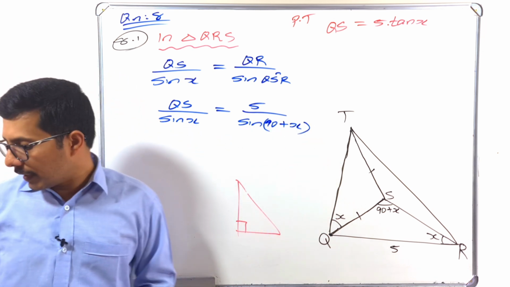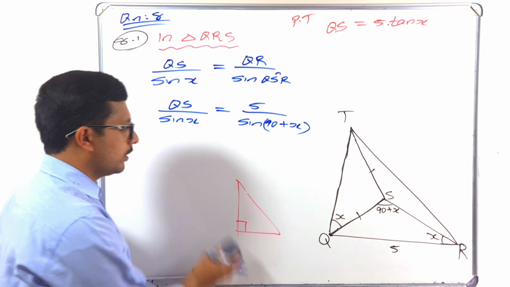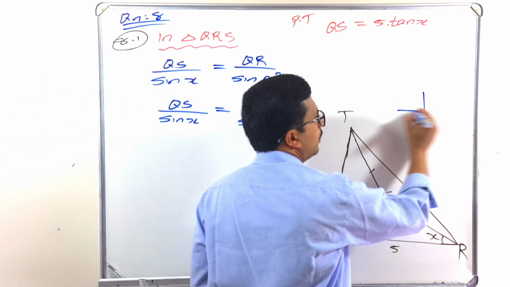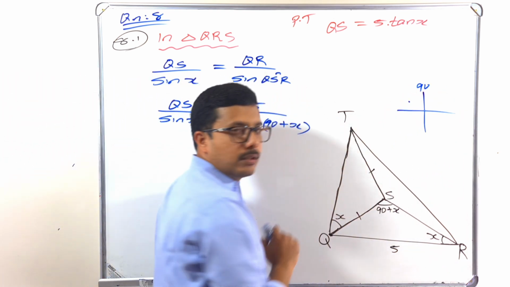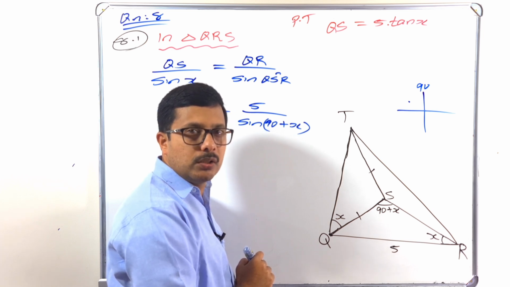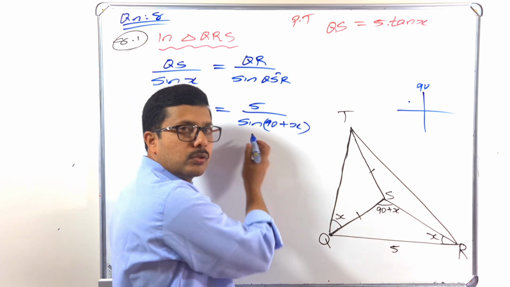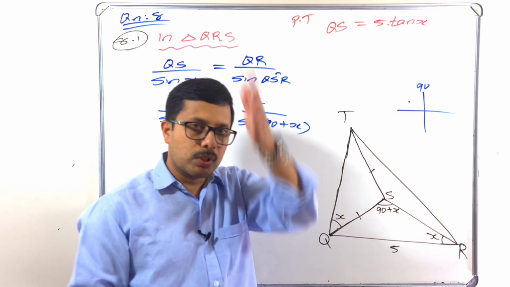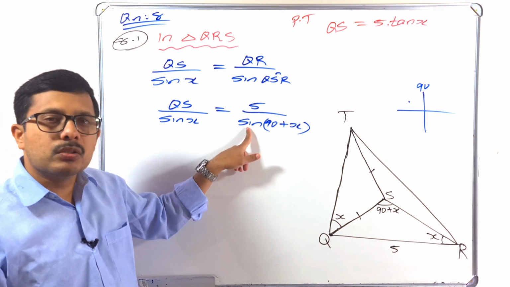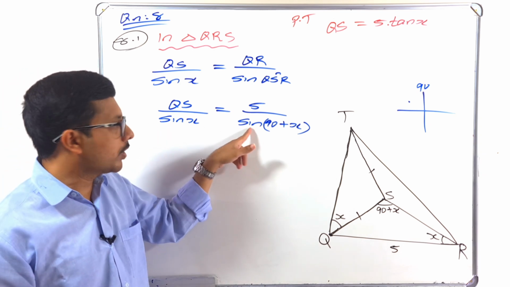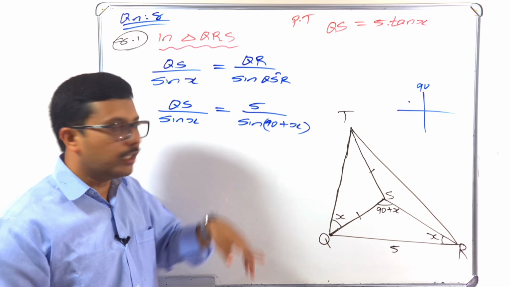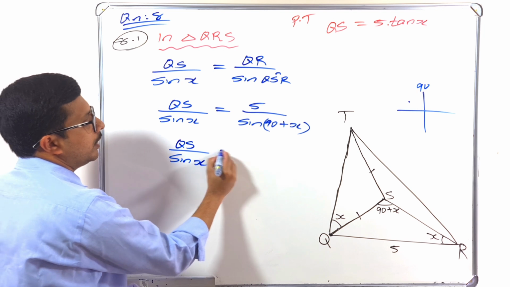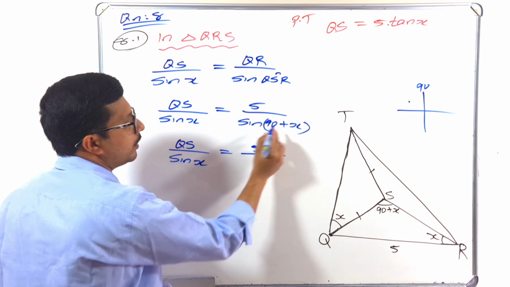Actually, what is this 90 plus x? Which quadrant is 90 plus x? 90 plus x means second quadrant. Am I right? This is 90, 90 plus x, second quadrant. In the second quadrant, what is positive? Sine is positive. Here it is sine, so it is positive. But don't forget that if it is based on the 90 or 270 vertical line, you have to change it to its cofunction. What is the cofunction of sine? It is cos.